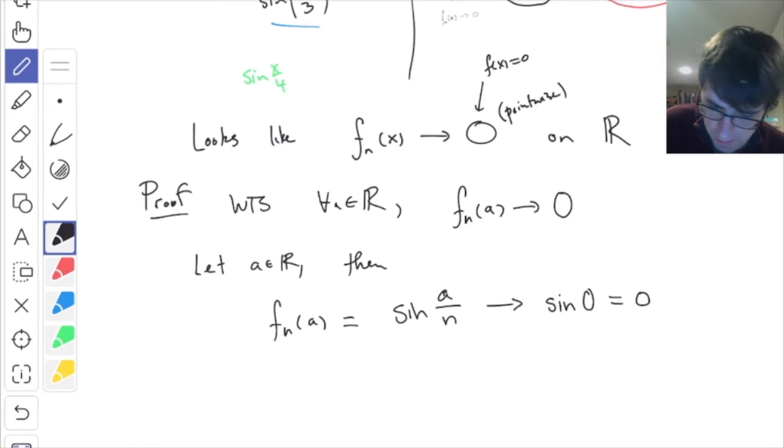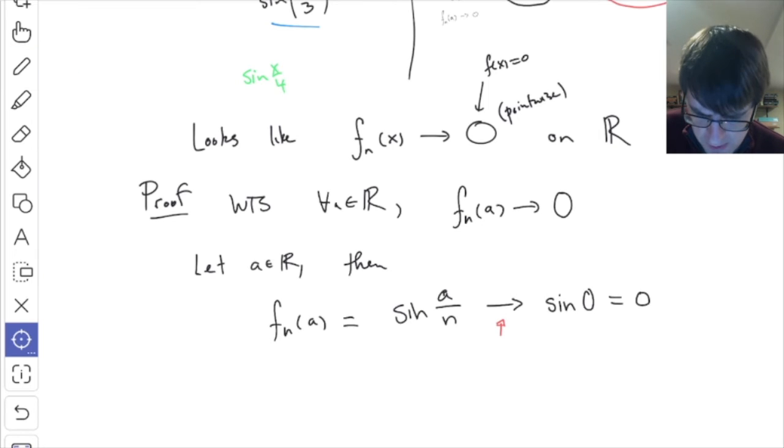Let me just comment right here. Is anybody nervous about this? Is it legal for me to, I'm saying the limit of sine of A over n, and I did the limit inside the sine. Is it legal to do the limit inside of a function? The answer is yes, it is legal because sine is continuous.